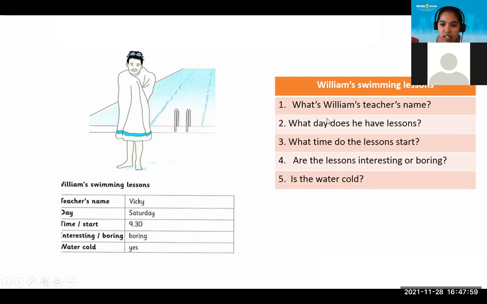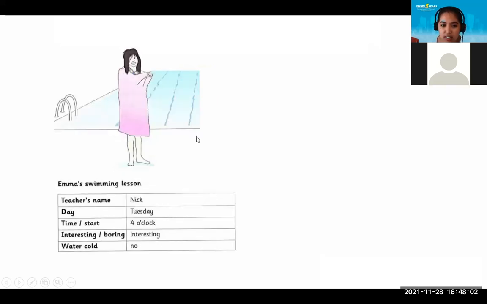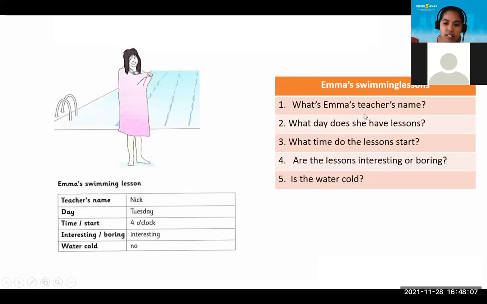Okay, so here. Okay, that's already answered. So how about Emma's swimming lesson? What's Emma's teacher's name? It's Nick. Yes, and what day does she have lessons? It's Tuesday. Very good. What time do the lessons start? It's 4 o'clock. Yes. Are the lessons interesting or boring? Interesting. Yes. Is the water cold? No. Okay, very good. Good job.